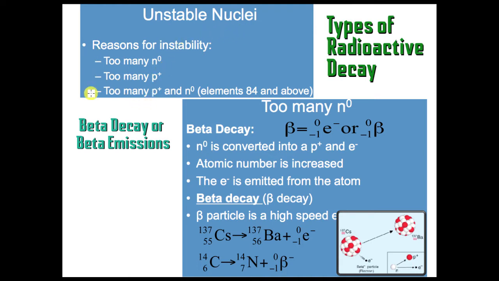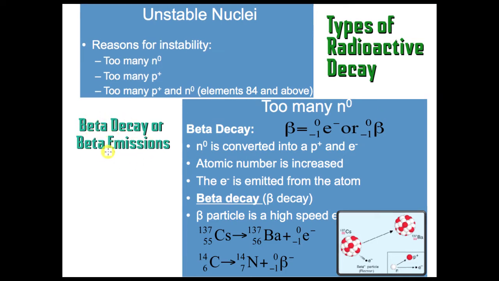And there's three reasons why that'll happen. One, that there's too many neutrons in the nucleus. So our nucleus has just too many neutrons in here, and it's going to find relief by releasing or reducing the neutrons. Two, too many protons, or three, too many protons and neutrons. And that's going to happen with all elements 84 and above. Okay, so the first process we're looking at is beta decay.